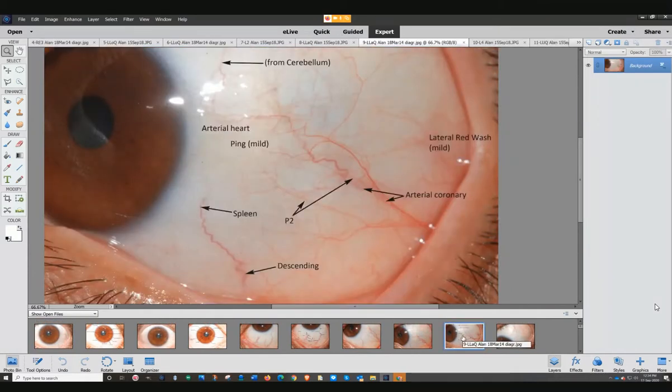Okay, the arterial coronary. This one is coming from a particular area, which is correlated with self-esteem. Right, the line coming from the lower quadrant is going to the spleen. This one is correlated with this area. It's correlated with victim behavior.